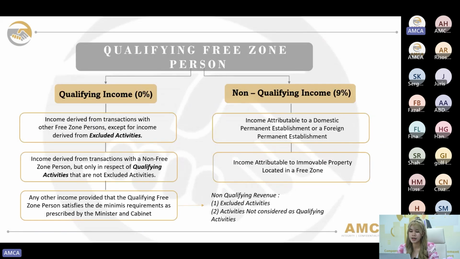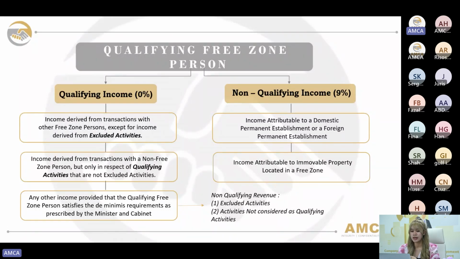For the last part, we will be discussing the qualifying income. As previously discussed in the webinar sessions that we have had, the qualifying free zone person will be subject to two tax rates: 0% on their qualifying income and 9% on income that does not meet the conditions for qualifying income. Based on the ministerial decision that was released yesterday, qualifying income has three categories that they have specified.